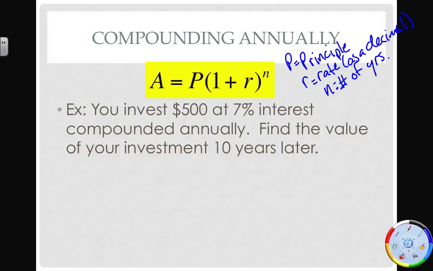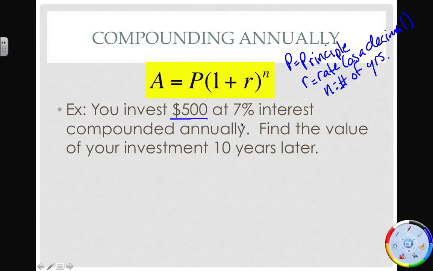Let's say you invested $500 at a 7% interest rate compounded annually, and you want to figure out how much you would have in your bank account 10 years later. Now, this is a very simple formula. That's why I said we call it simple interest. It's not necessarily how the real world works, but this is one of the first things we look at when we look at interest rates.